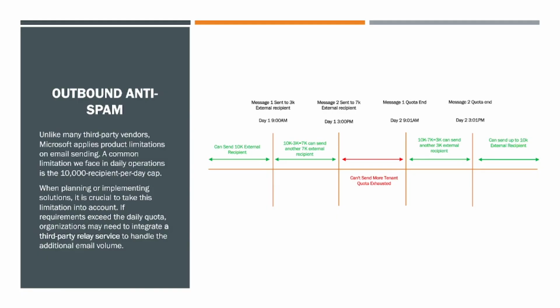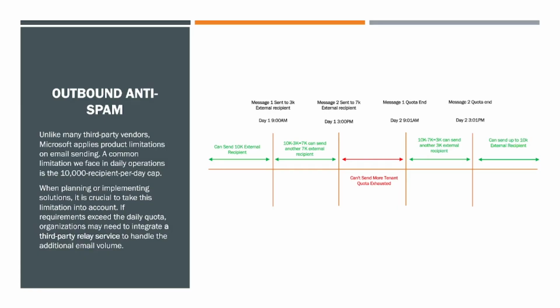For example, if you send 3,000 email at 9 a.m., the system will count these against your daily quota. You will still be able to send an additional 7,000 email on the same day. However, once the quota is reached, you must wait until 9 a.m. the next day for the restriction to reset. At that point, you can send another 3,000 email and the cycle continues.